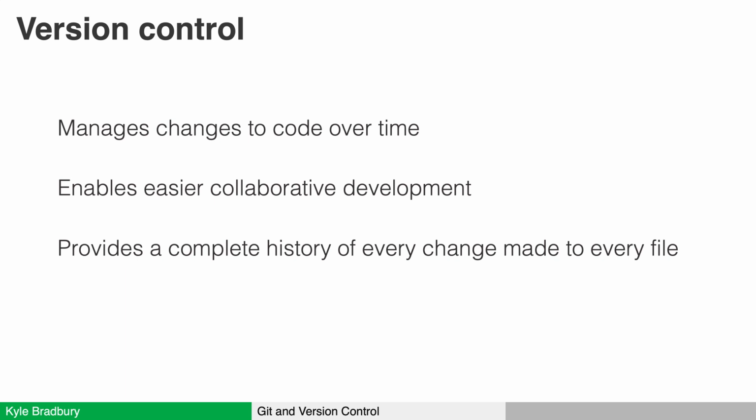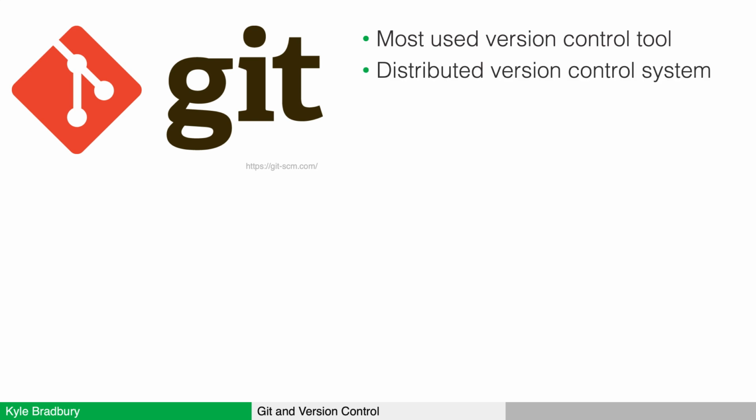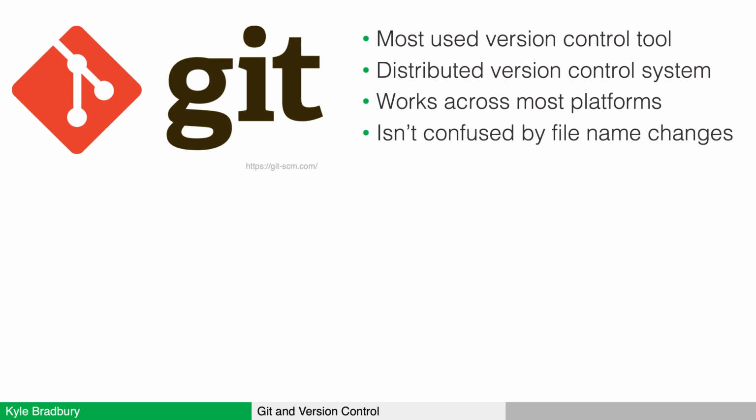And there are two important pieces to this. There's Git itself, which is the most used version control tool. This is the actual tool itself. What does this do? It's a distributed version control system, works across most platforms, and can even handle files that have had their names changed but are pretty much the same. And it creates and maintains repositories for all of this data.